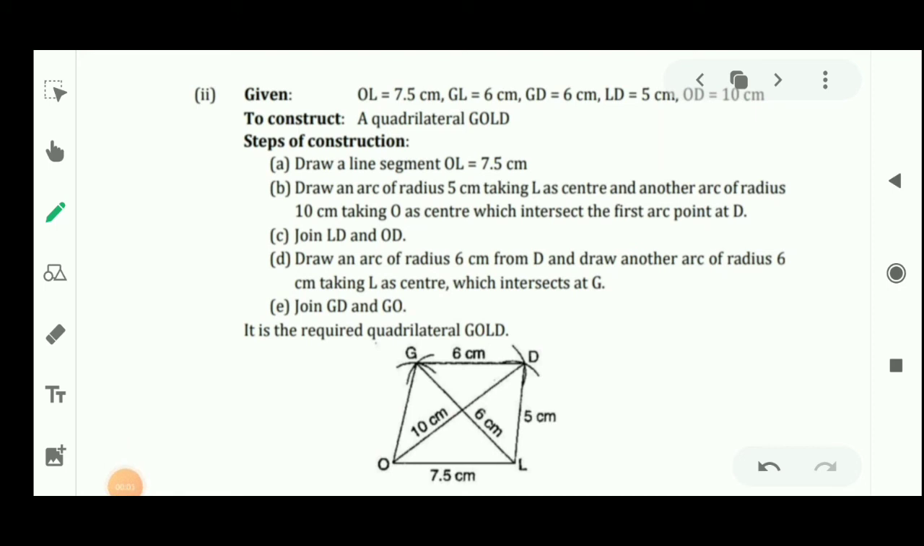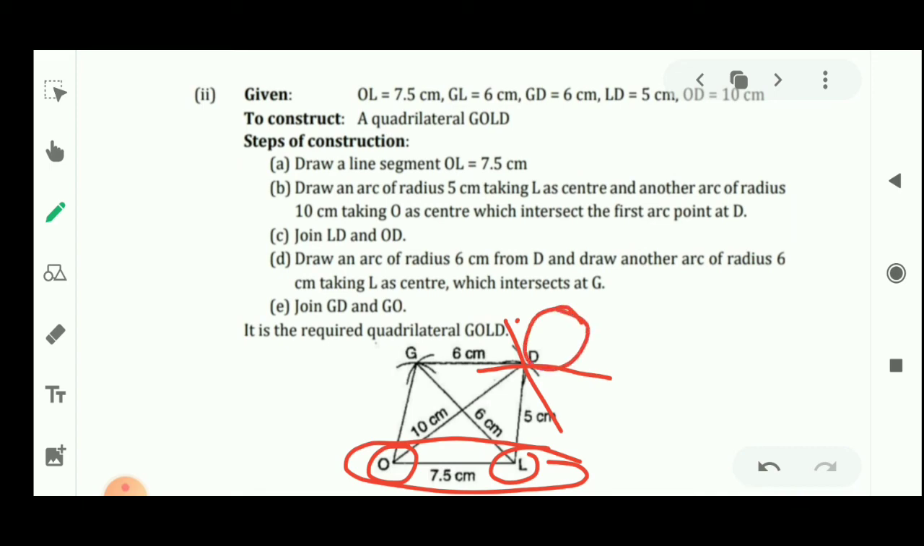Now students, let's see the second part of question number 1. In this question students, firstly you have to draw the line OL, that is 7.5 centimeter. Then you have to put your compass point on L and take the radius of 5 centimeter and draw an arc like this. Then you have to put your compass point on O, then take the radius of 10 centimeter and draw another arc like this, which cuts the previous arc at point D. Now students, you have to join OD and DL.